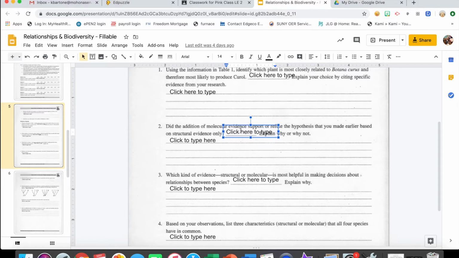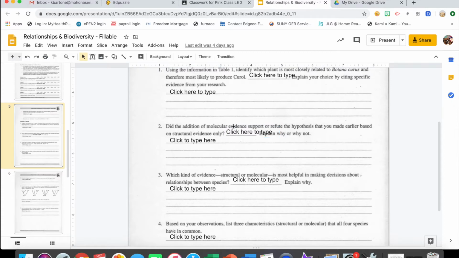So did it support it, meaning it continued to make you think that whichever you predicted up on page 2 is in fact the most closely related to Botanicurus? Or when we added in those last 4 tests for the molecular evidence, when we tested for enzyme M, looked at the amino acids, the chromatography, and the gel electrophoresis, did those things then make you think, wait, no, what I thought on page 2 is not right? That means it was refuted.